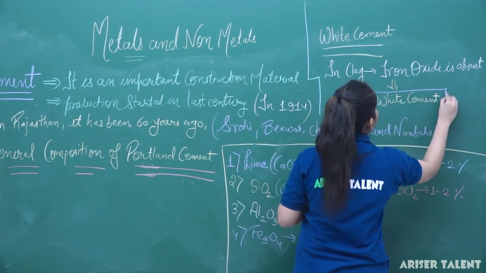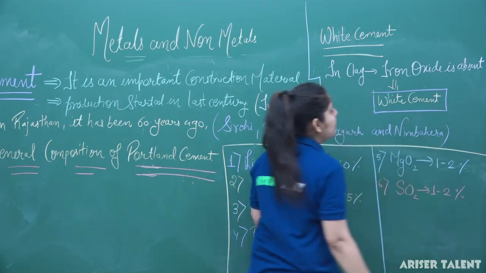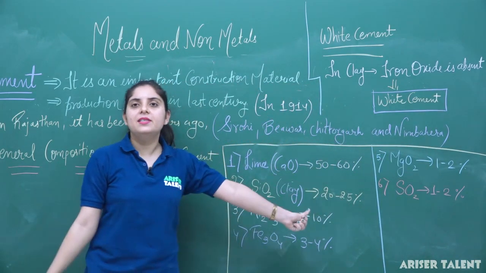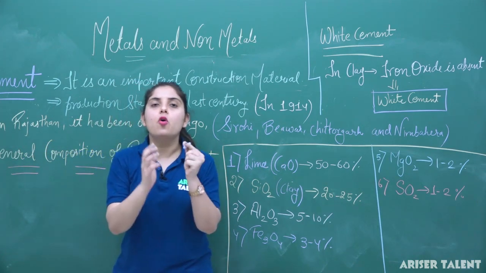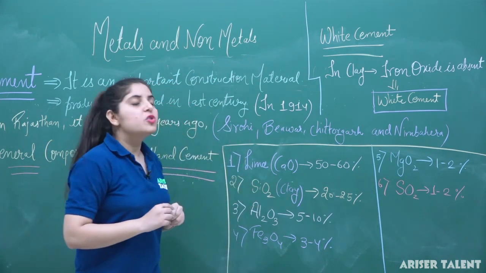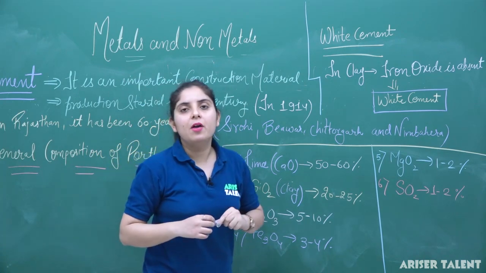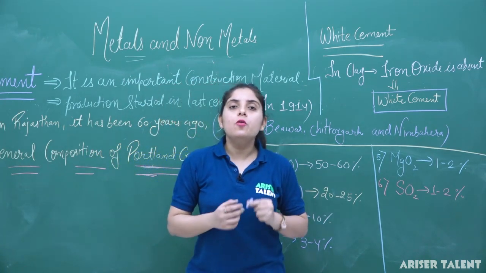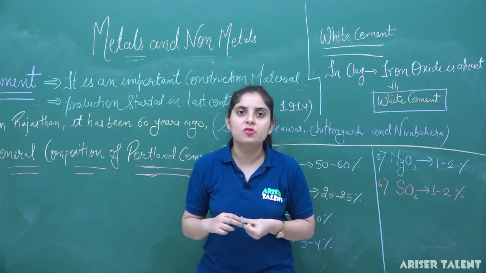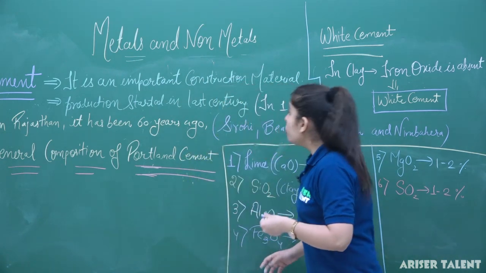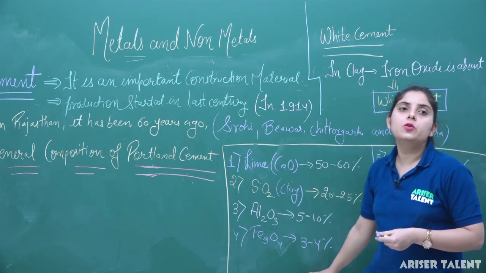So there is a difference of only iron oxide in the composition of Portland cement and white cement. We have seen here, if iron oxide is absent, we can call it white cement. So this is the basics about the cement we have discussed. Now we will look at how the manufacturing of the cement is done in industries. But before that, you can copy it from here, so we can proceed to our next topic.